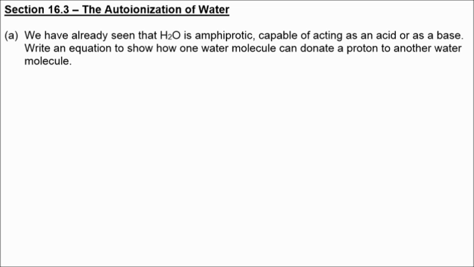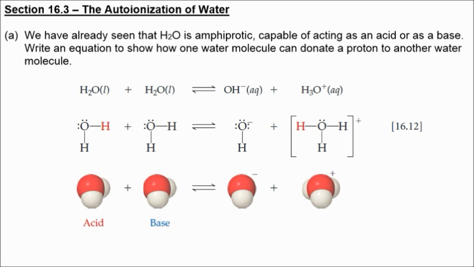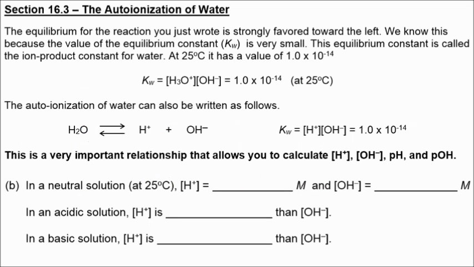Write an equation to show how one water molecule can donate a proton to another water molecule. So the product of the reaction is hydroxide and hydronium. So in pure water, we have an equal concentration of hydroxide and hydronium ions. The equilibrium for the reaction we just wrote is strongly favored toward the left because the value of the equilibrium constant, Kw, is very small.